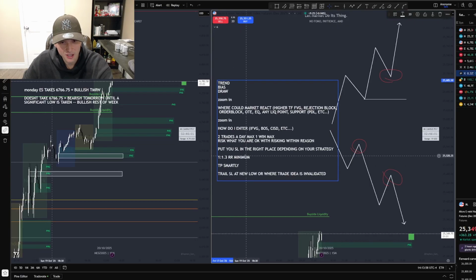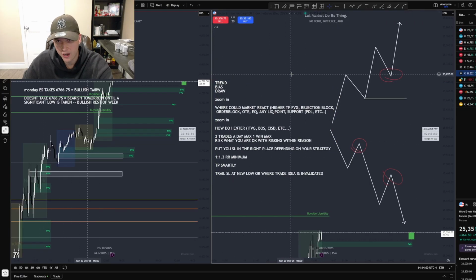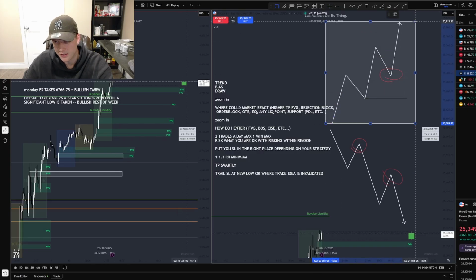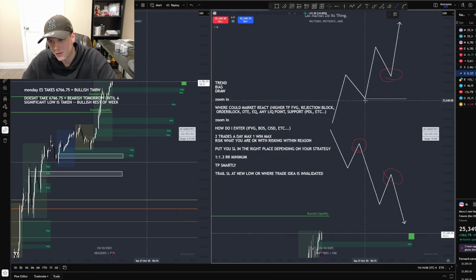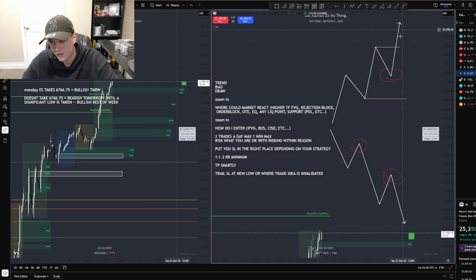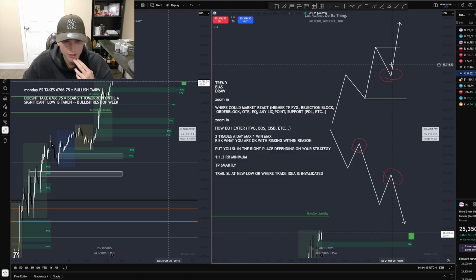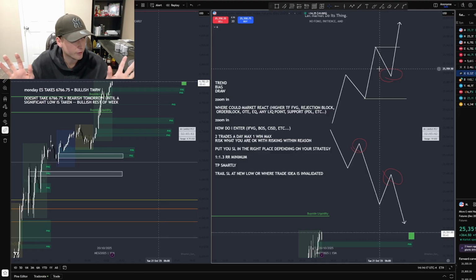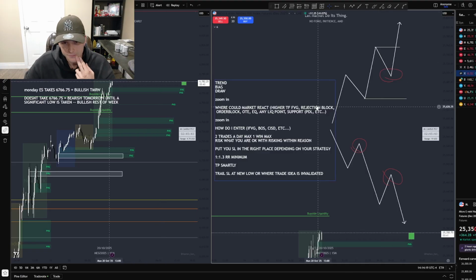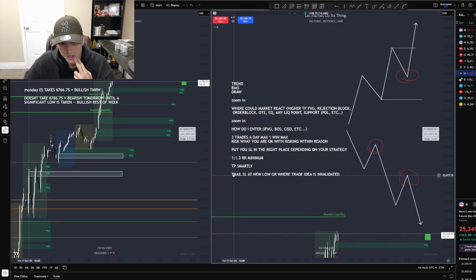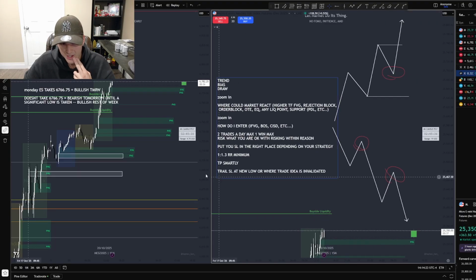Again, TP and SL is on the time frame that you analyze, not where you enter. So if you analyze on the 15 and it looked like this, your SL is at the 15-minute low, your TP is at the 15-minute high, and then you can leave runners to go higher. Okay, but your main TP is here. Once you've hit this, you can go break even and call the trade basically written off, and it's good, right? I wrote trail TSL at new low or where trade idea is invalidated.